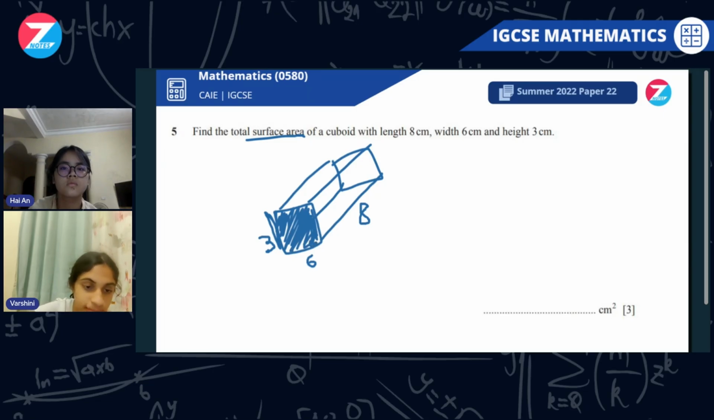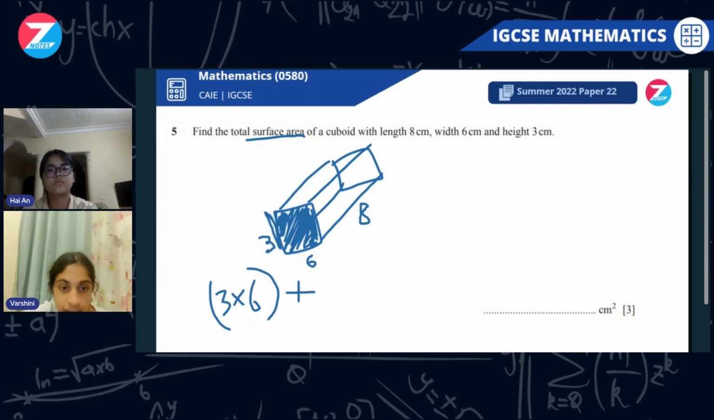So we can easily make that 3 into 6. We know that's just going to be width, base into width. For all the faces, it's going to be base into width. Plus, now let's calculate this face on top. We know that over here, this bottom part is 6, and we know the length is 8. So that's going to be 6 into 8.